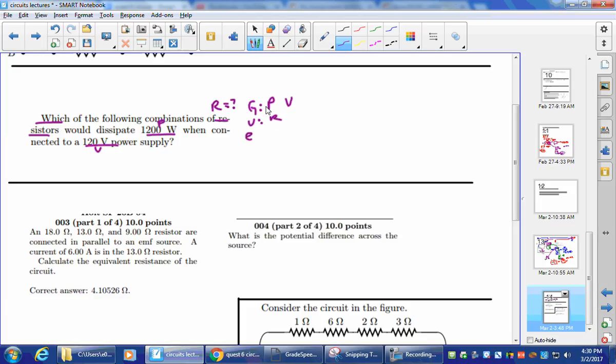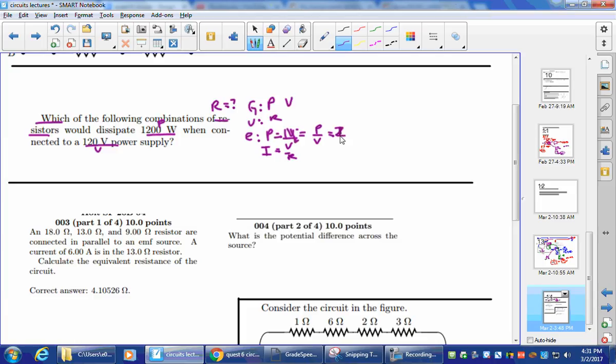What equation has P, V, and R? None of them, right? We have P equals IV, and we have Ohm's law, V over R, but we don't have something that gets us R directly. So let's see if I can do a little bit of magic here. Let's solve for current by dividing by V on both sides, and we wind up with P over V equals I.